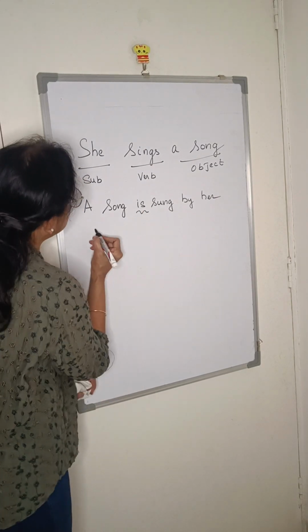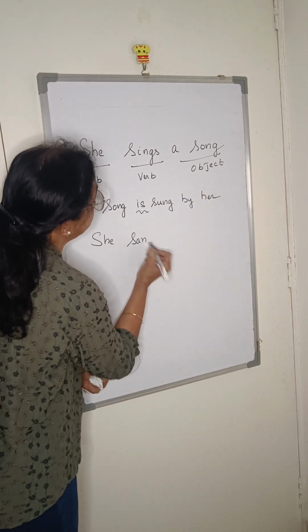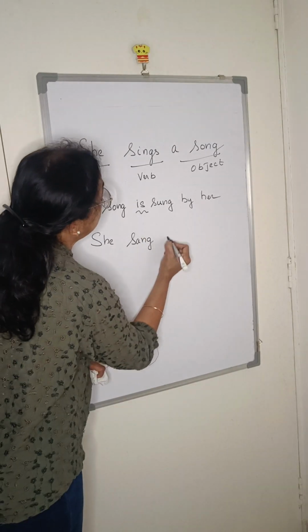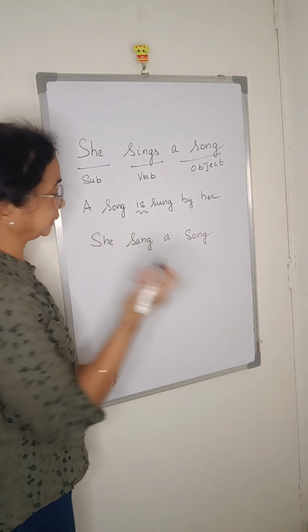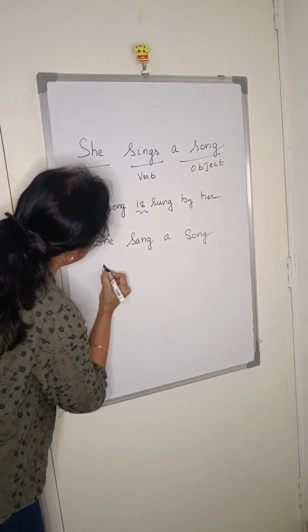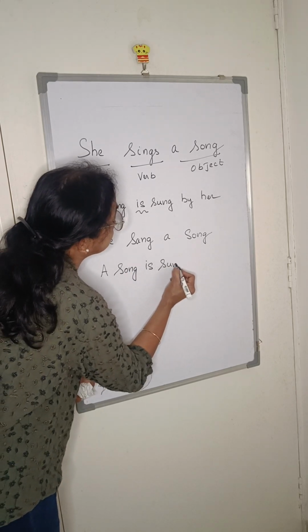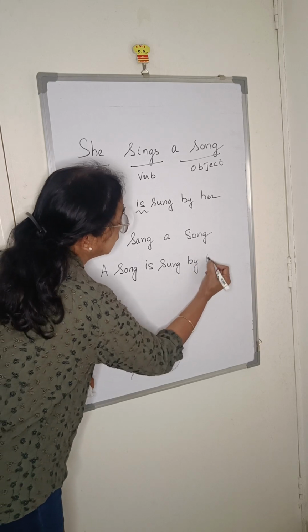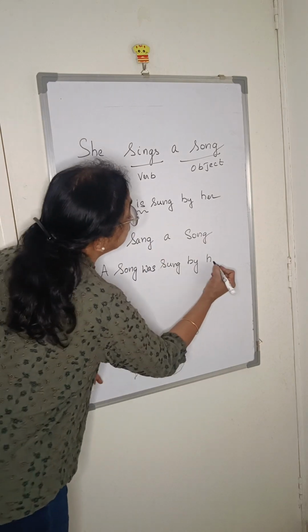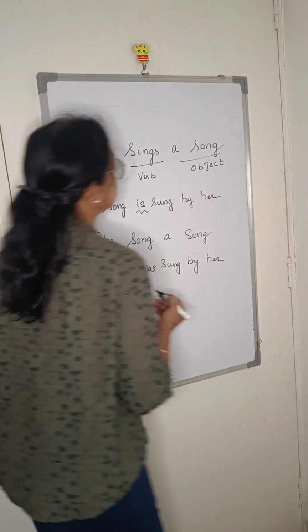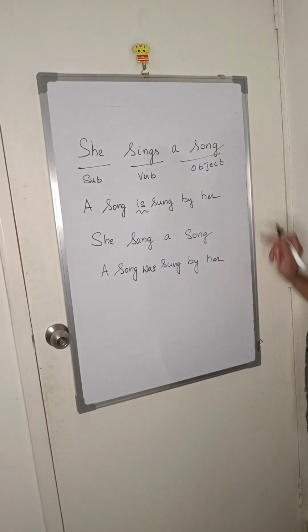The next is simple past tense. She sang a song. Here, sang is simple past tense. So a song is sung by her. Sorry, not "is". It is past tense, so a song was sung by her. Understood? She sang a song. Sang is past tense, so a song was sung by her.